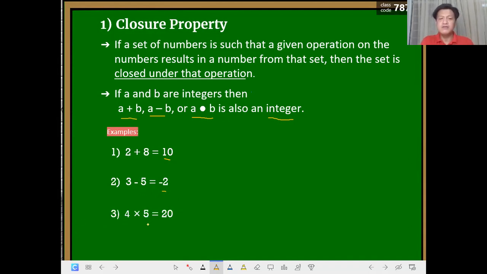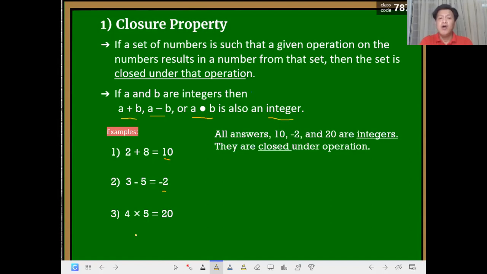Okay, next, number 3. 4 times 5 is equal to 20, di ba? As I have said, if you're going to multiply two integers, they have a closure. Meron po silang sagot, at yun yung tinatawag natin integer. Okay, kung mapapansin natin, bakit addition at subtraction at multiplication? Bakit kaya hindi kasama ang division? Take note of that. All answers 10, negative 2, and 20 are all integers. They are closed under operation.